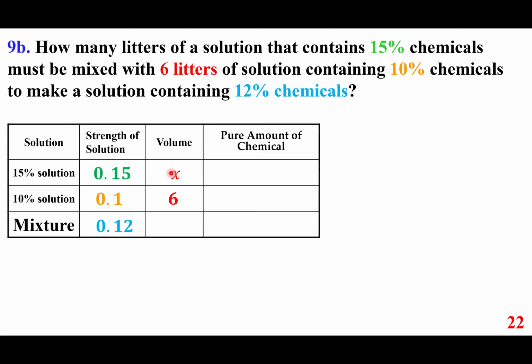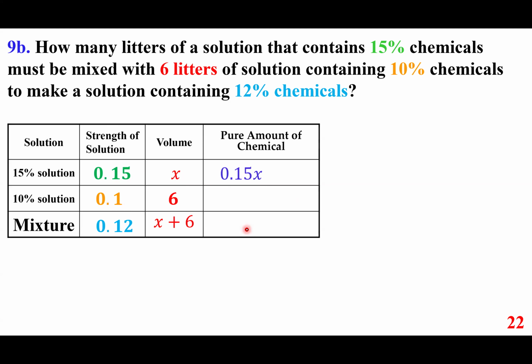And the idea behind the mixture problem is very simple. This is a constant. The sum is X plus 6. Again, the pure or the actual amount is the product of the strength and the volume. If something is 15% solution, only 15% is pure, the rest is not. 0.15x, 0.1 times 6, 0.12 times x plus 6.